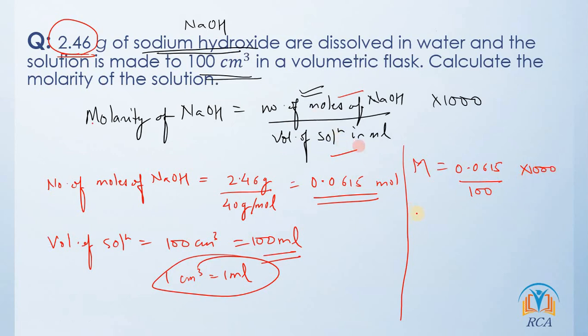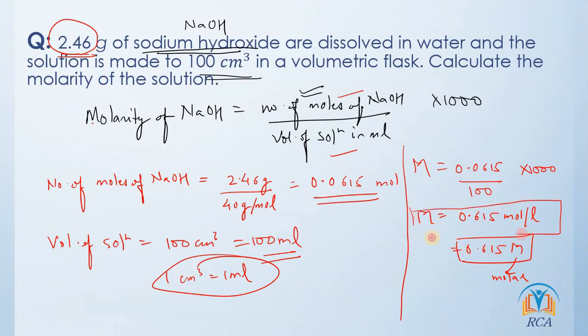Now what do we get after this? The molarity of this particular solution. What is going to be the molarity of the solution? The molarity of the solution is going to be 0.615 moles per liter, or we can just write it as 0.615 molar. This uppercase M will be called as molar, right? So this will actually become the molarity of the solution. Either you leave it here, this is also the correct unit, or we can just write it as uppercase M, and that will be known as 0.615 molar.